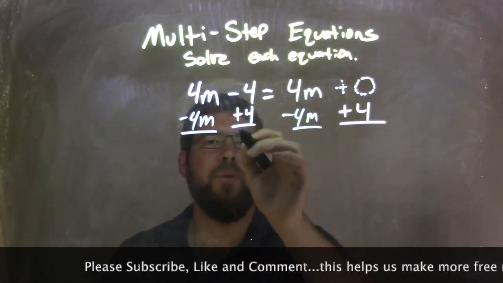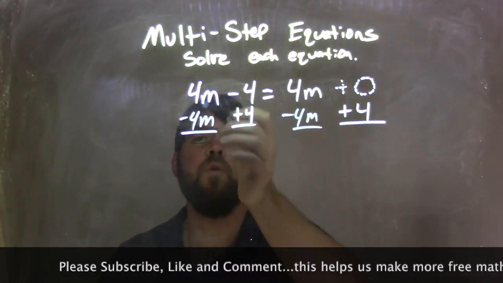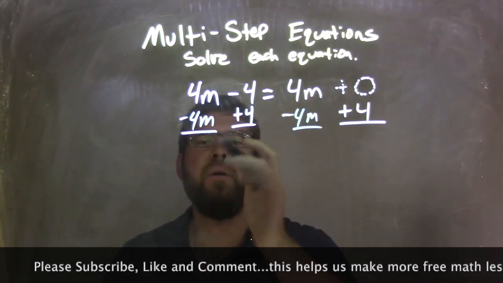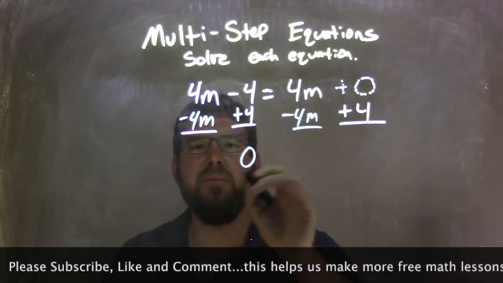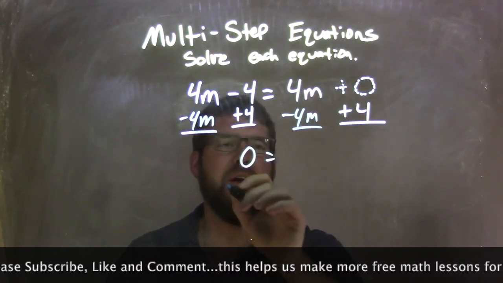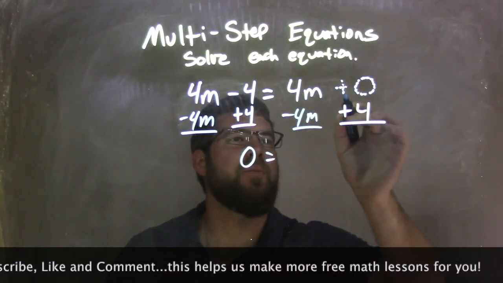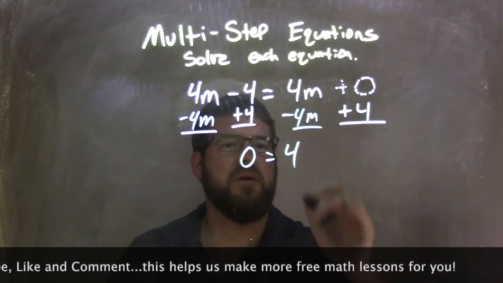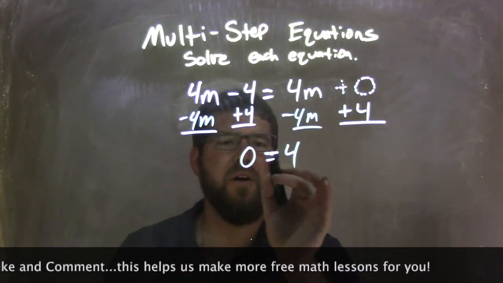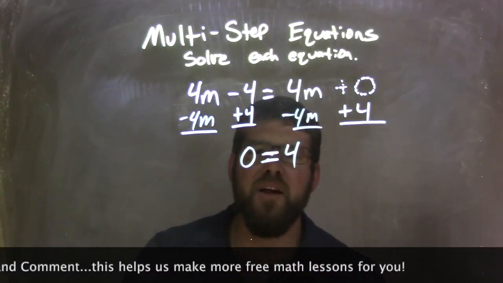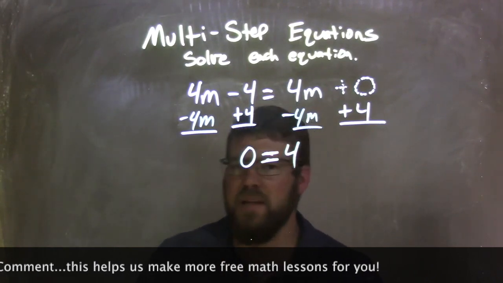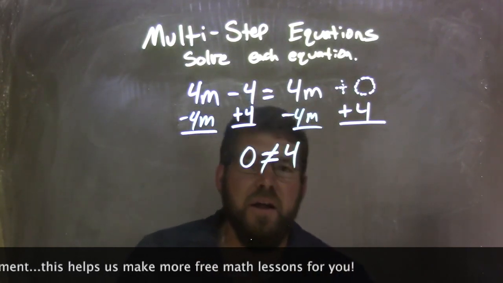Okay, negative 4 plus 4 is 0. Fantastic. 4m minus 4m, that's 0 as well. But I have to write that down because there's nothing else there. So these ended up all canceling. 4m minus 4m cancels. Now we have 0 plus 4, which is 4. Well, 0 equals 4. Is that a true statement? No, not at all. It's not a true statement.